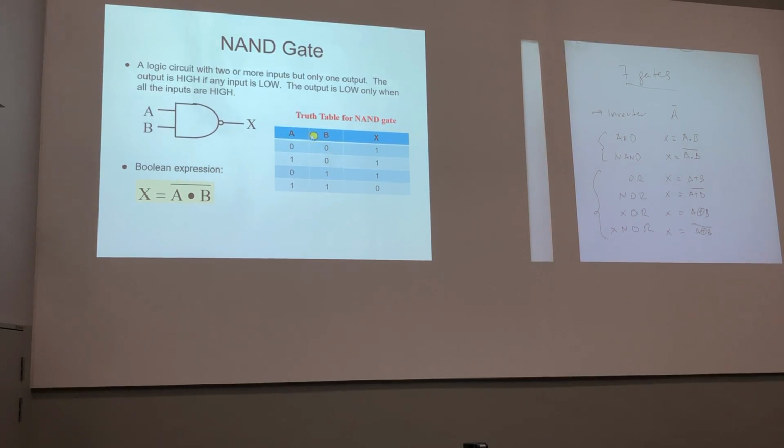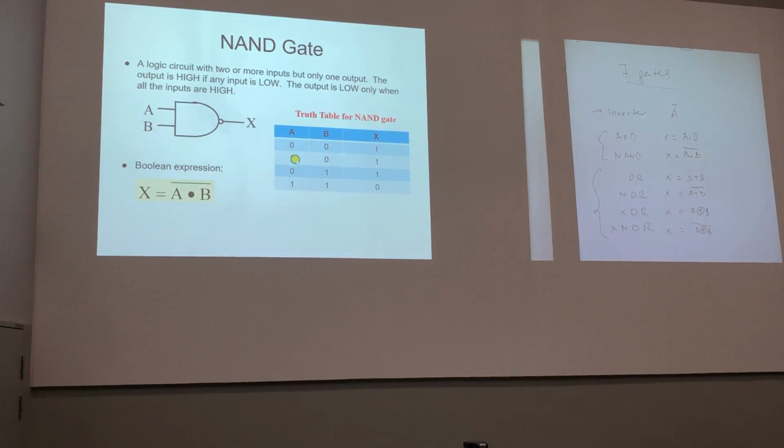So the same input, 0 multiply 0 is 0, right? Opposite of 0 is 1. So you do need to memorize. 0 multiply 0 is 0, opposite is 1. 1 multiply 0 is 0, opposite is 1. So this one you also can derive it, okay? So after that, you're already done with the NAND gate.